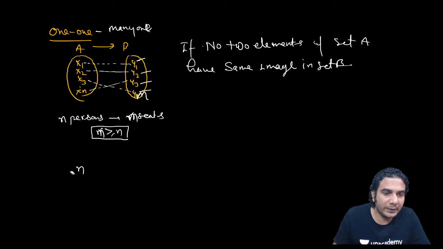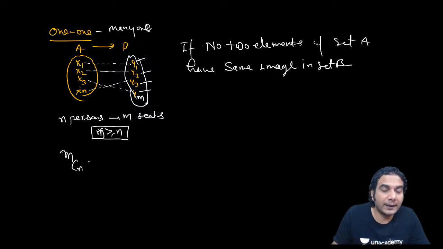So I'm taking M elements in the set, M seats. So M is greater than N. So first you select N seats and then you arrange N persons. N persons can be arranged in N factorial ways, which you can write as MPN also, right? Directly. So total number of one-one functions is MPN.